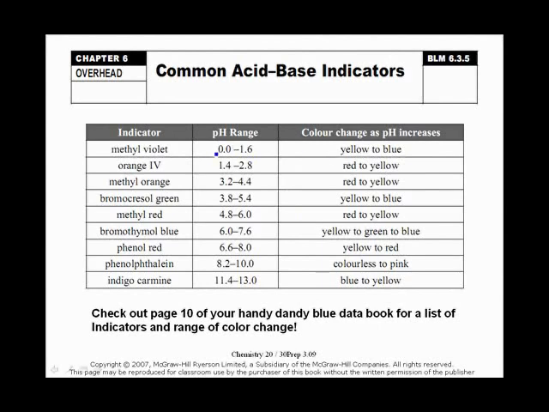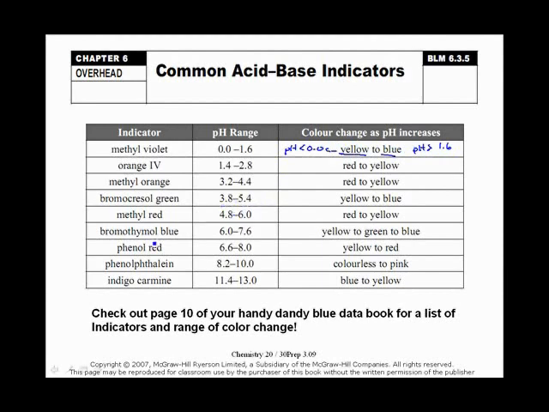So for example, if we look at methyl violet here, it changes from yellow to blue. For solutions that are yellow, the pH is below 0.0. For solutions that are blue, the pH is above 1.6. It changes color between 0 and 1.6. So in between 0 and 1.6, the color is going to be a greenish color.